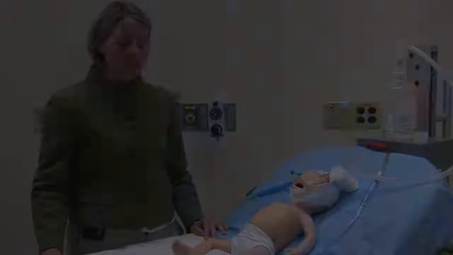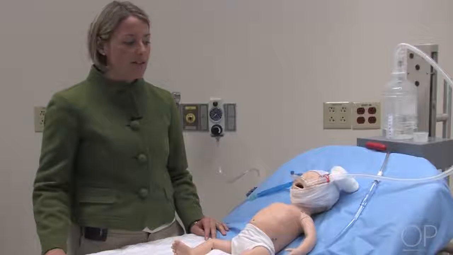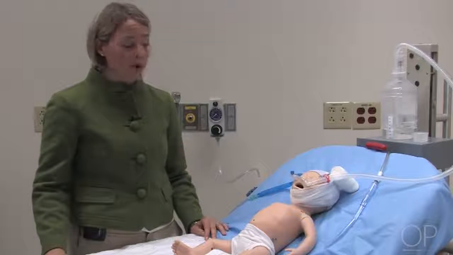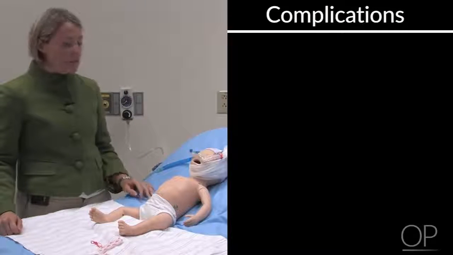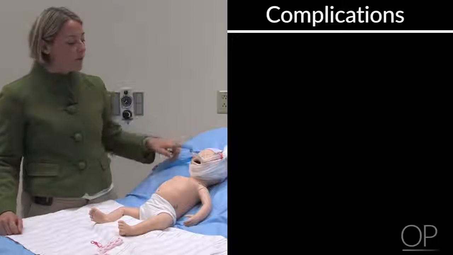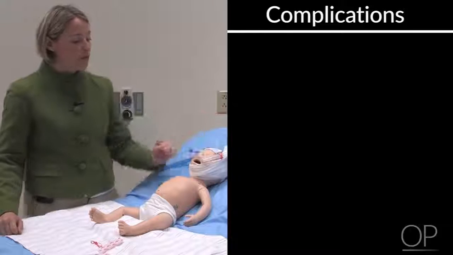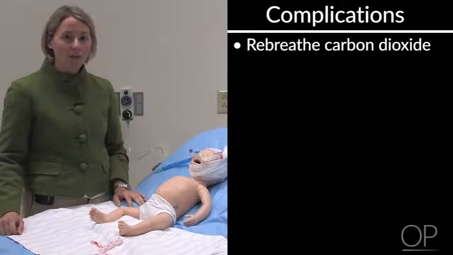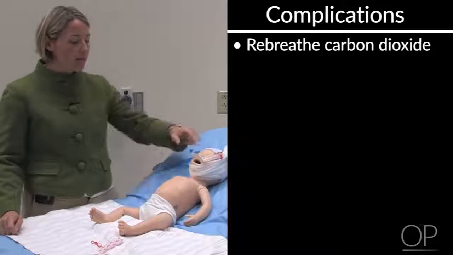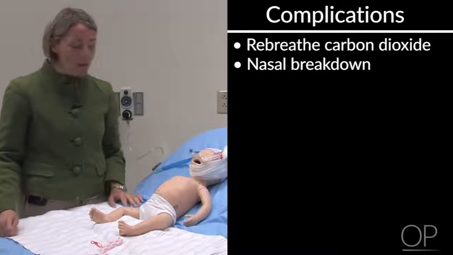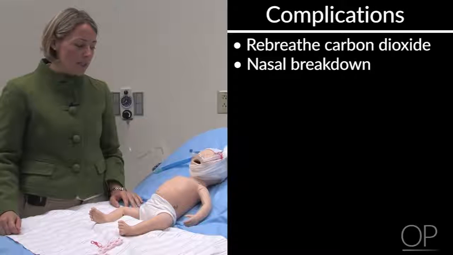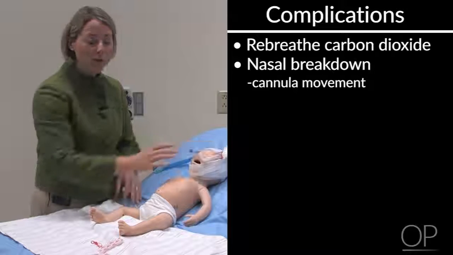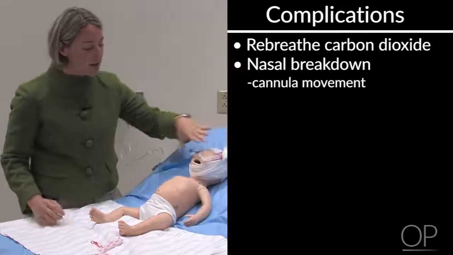Complications. The last thing that I'll discuss is some of the complications you may encounter while you have a patient on bubble CPAP. As we discussed previously with the troubleshooting video, if you don't have enough gas flow going through the patient, you may rebreathe carbon dioxide, which would not be very helpful for these patients. You may also develop some nasal breakdown by using this system, especially if your cannula is moving quite often. That's why it's very important to secure this to the baby's head.